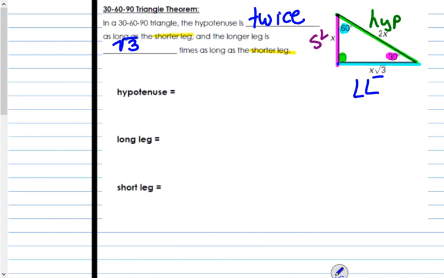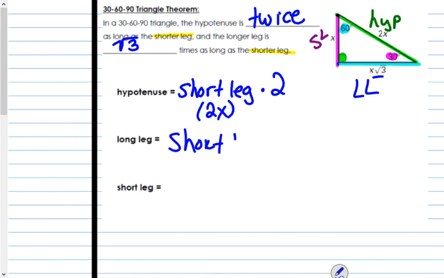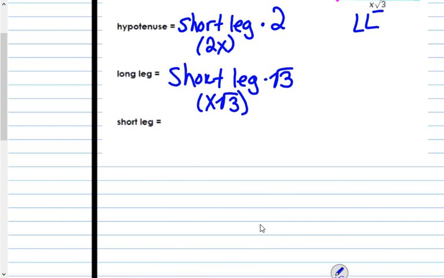So the hypotenuse is short leg times what? To find the hypotenuse, we do short leg times 2, also known as 2x. To find the long leg, we also need the short leg, and we multiply it by the square root of 3, also known as x times the square root of 3. The short leg is where it all started. If I need the hypotenuse, I can take the short leg and multiply it by 2. So if I need the short leg, I can take the hypotenuse and divide it by 2.